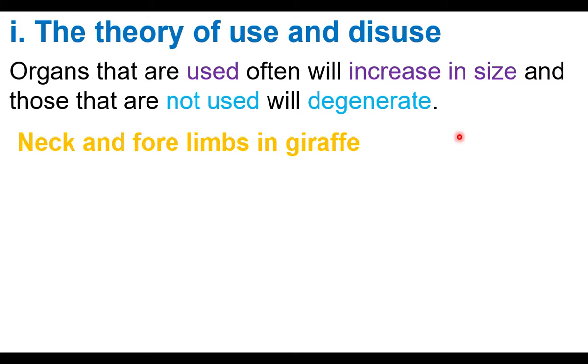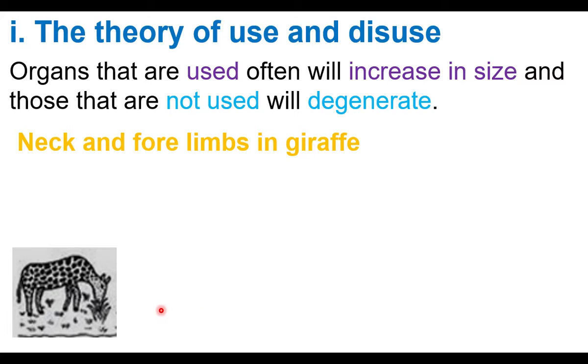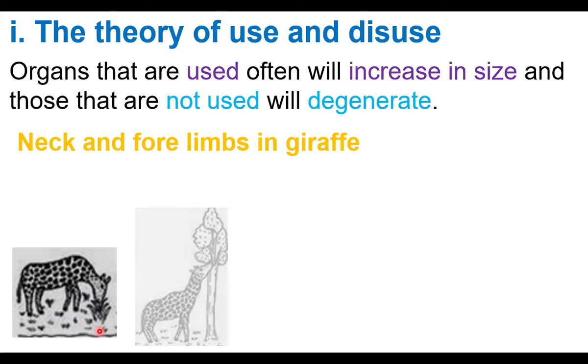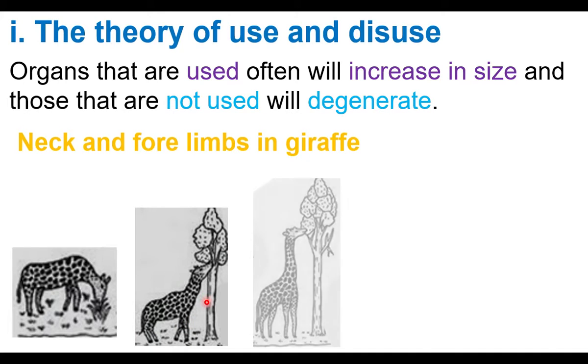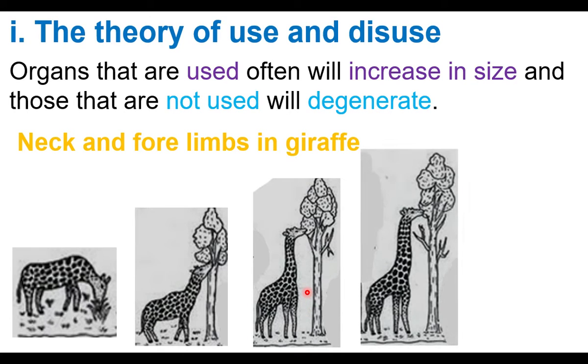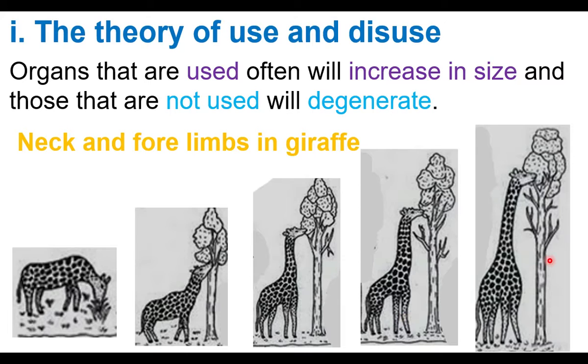Ancestors of modern giraffe lived in the grasslands. They obtained a lot of grasses. Later, grasses disappeared due to the formation of desert. They got food from tall trees. So they started using the necks. They stretched the necks to collect more and more leaves. They stretched their necks for so many generations. To get more and more leaves, they stretched the necks and legs, forelimbs. That resulted in the evolution, that is lengthening of neck and forelimbs in modern giraffe.